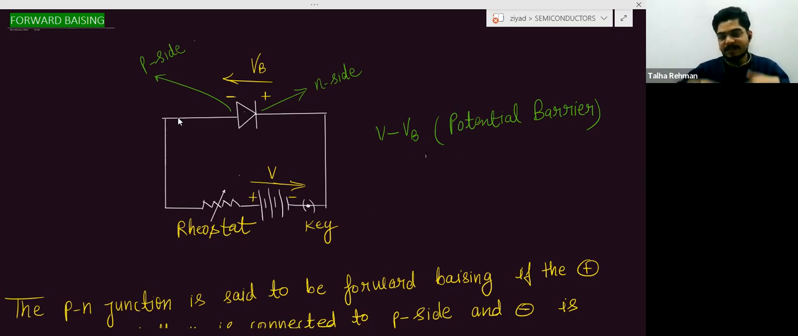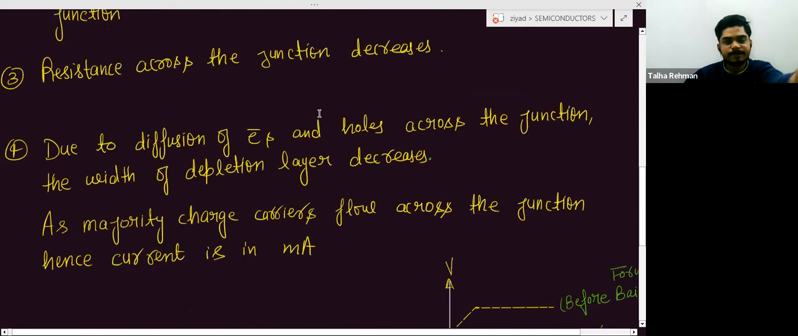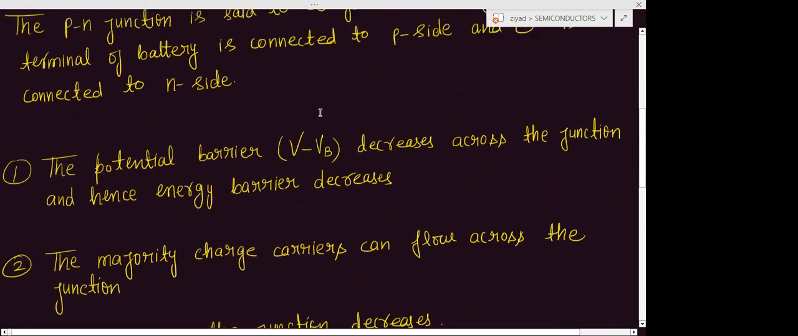Resistance will decrease. Current will increase in the diode. More current will pass through the diode. So basically, this theory is written here. So one by one, we will discuss that.